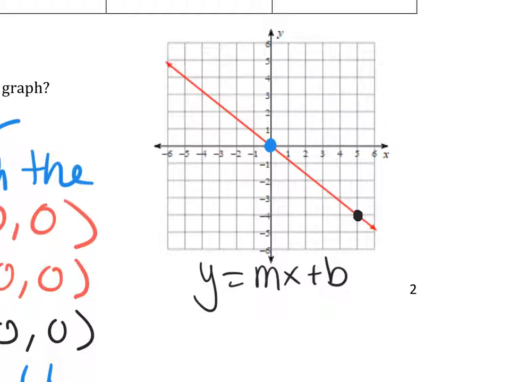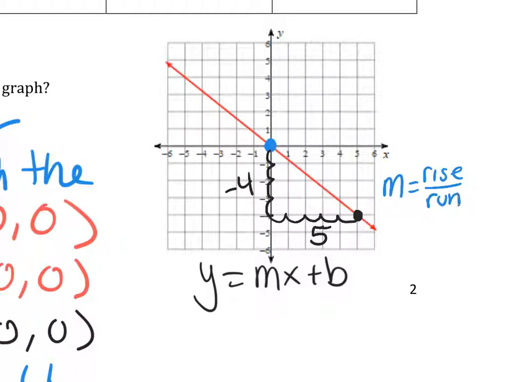So rise, right, that's the up and down. So we go 1, 2, 3, 4 down, so minus 4. And then our run is we're going to the right. So 1, 2, 3, 4, 5. So then our slope, again, you said is rise over run. So our rise was negative 4 over our run, which was a positive 5. So this would be our slope.